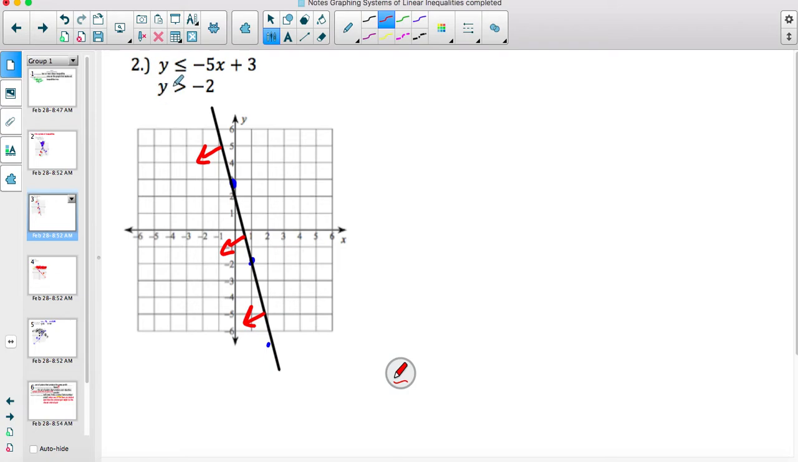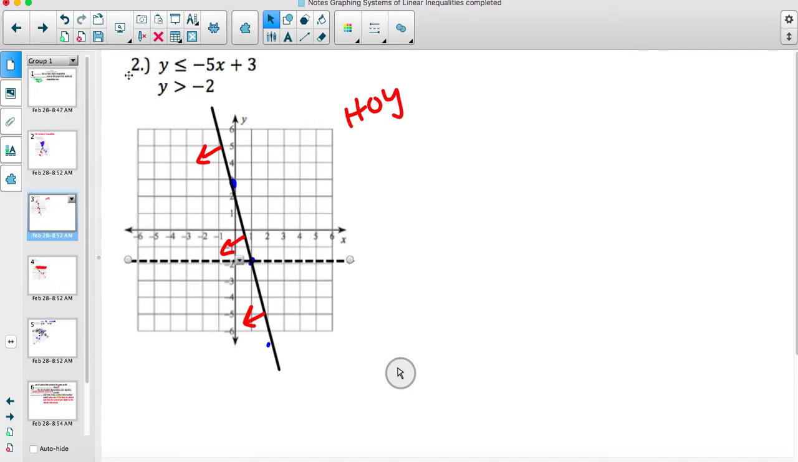Next line says y is greater than negative 2. Okay, I have one variable, so I'm going to utilize horizontal. That tells me that I'm going to draw a horizontal line, and it needs to be dashed. So at negative 2, I'm going to have a dashed line. Y is greater than negative 2. Is 0 bigger than negative 2? It is, so I'm going to shade the side of 0, 0, which is above.